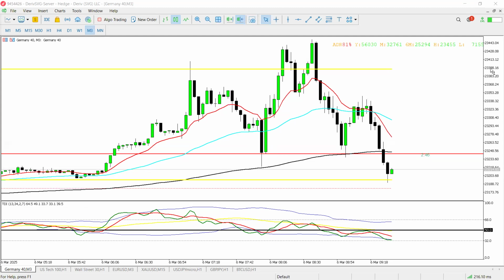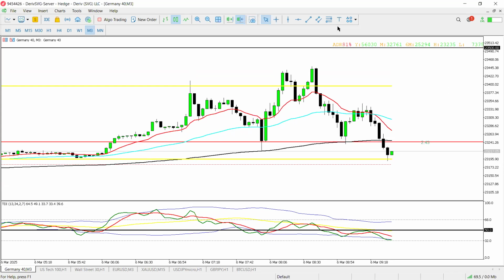So what was my target here? My target initially was 23,500, but at the same time, I was looking to my left at this level as a point of interest. So a break and a retest of this level would have confirmed and turned this low probability setup into a high probability setup. So as price is moving, these are all the things which are going on in my mind.